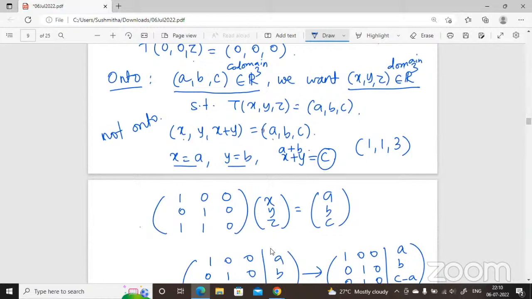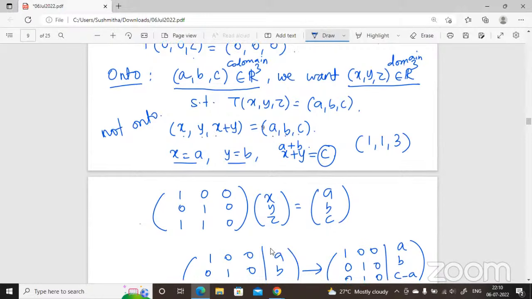X is equal to A, Y is equal to B, X plus Y is equal to C. My variables are X, Y, and Z, right? So the matrix is, what is this equation? 1, 0, 0, X, Y, Z is equal to A. Oh, okay, ma'am. I got it.